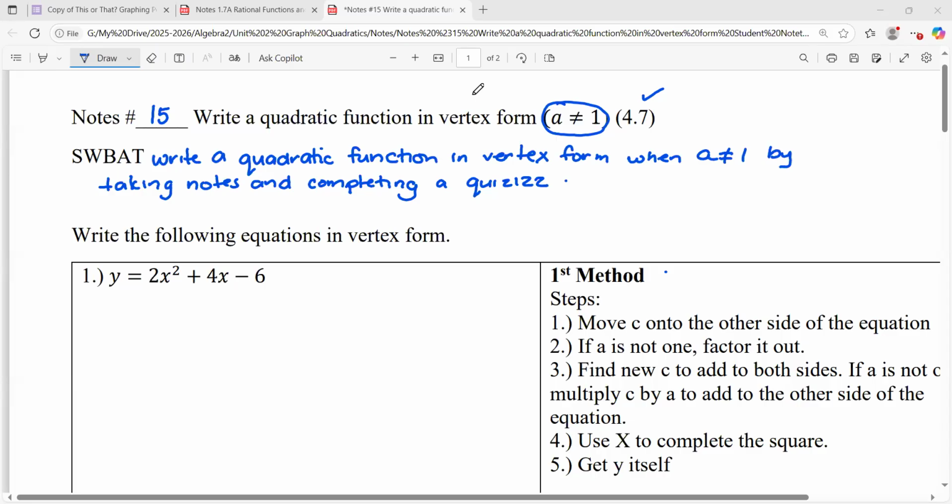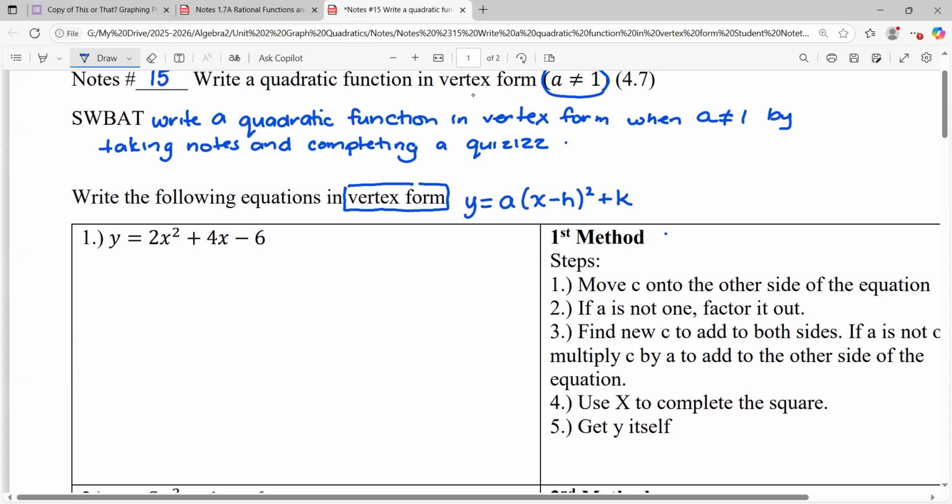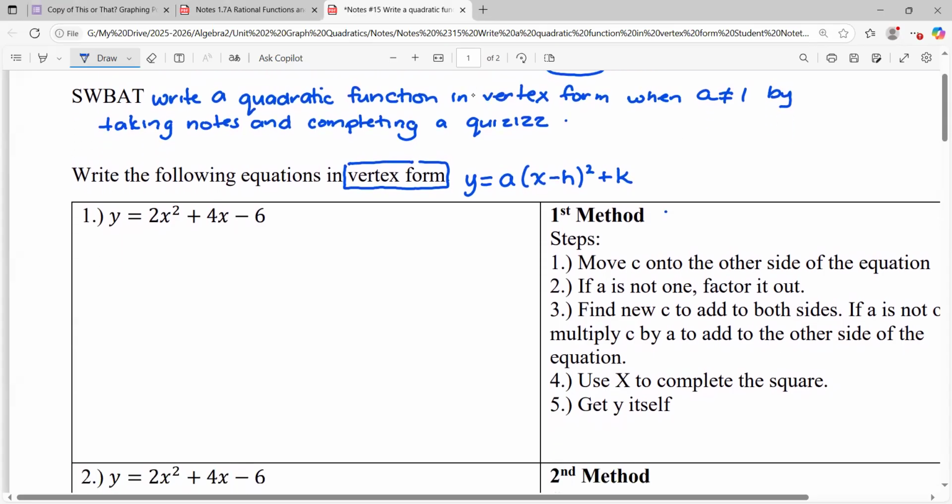So remember vertex form. Why do we call it vertex form? Because when I look at it, I can see the vertex, right? So our equation, remember, is y equals a(x minus h) squared plus k. All of these are in standard form, so we're going to change it to vertex form, which is exactly what we did yesterday. Our first step is going to be the same.